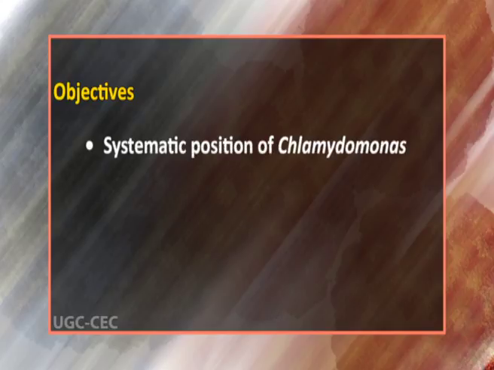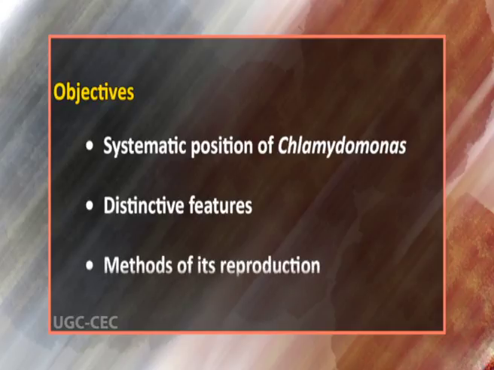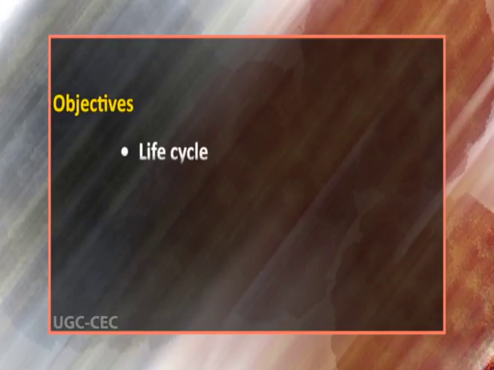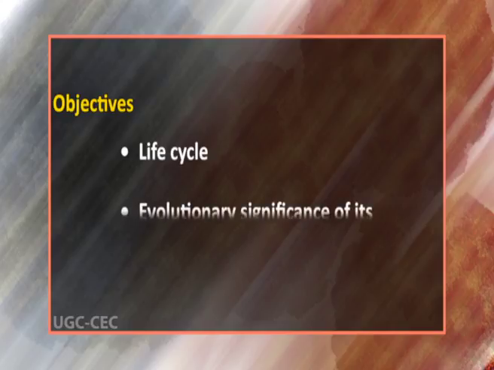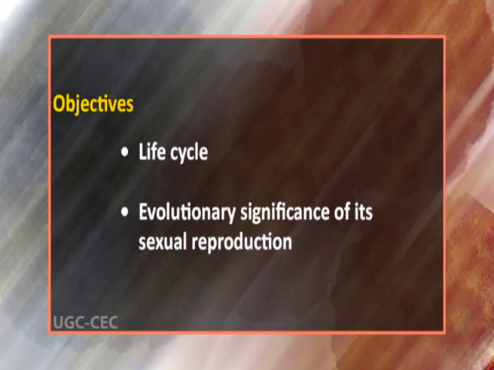First, objectives. To understand the systematic position of Chlamydomonas, to study its distinctive features, to know the methods of its reproduction, to study its life cycle, to realize the evolutionary significance of its sexual reproduction.